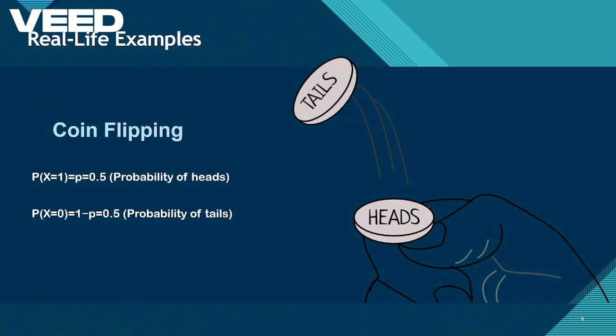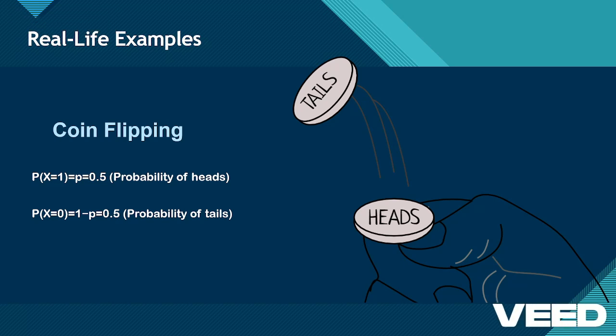Now it's time to deal with real life examples, like what is the contribution of the Bernoulli distribution to our real life. Here we can see a coin is flipped, then the probability of getting heads is 0.5 and the probability of getting tails is 0.5, that is 1 minus p. So with the help of this we can use the Bernoulli distribution in the coin flipping experiment.